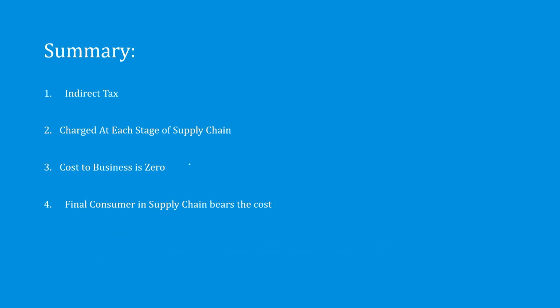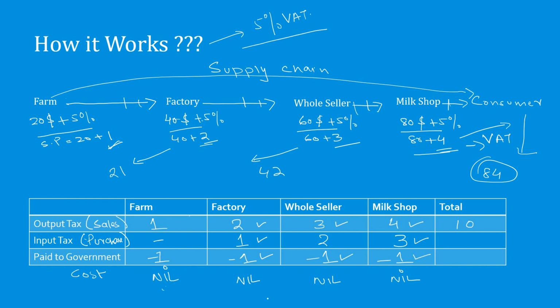Number 3, the cost to the business is 0. Yes, we studied, if you see down here, the cost of value added tax to business is 0. The businesses will not bear any cost. They will only act as an agent to collect and pay the value added tax to the government.